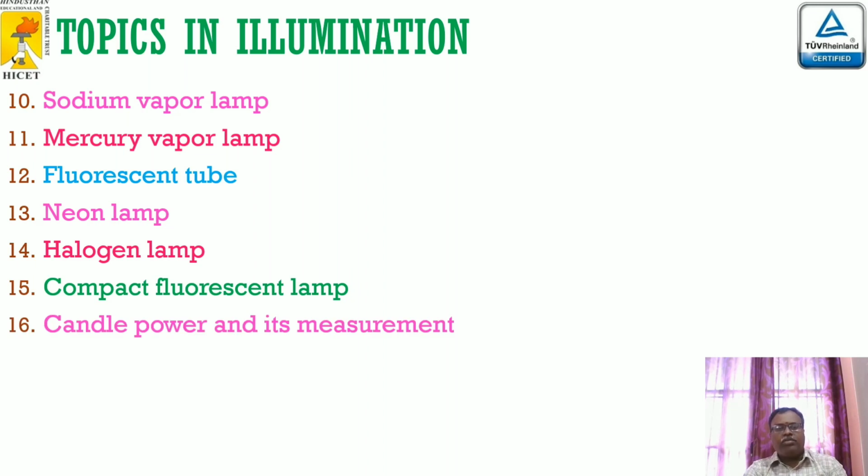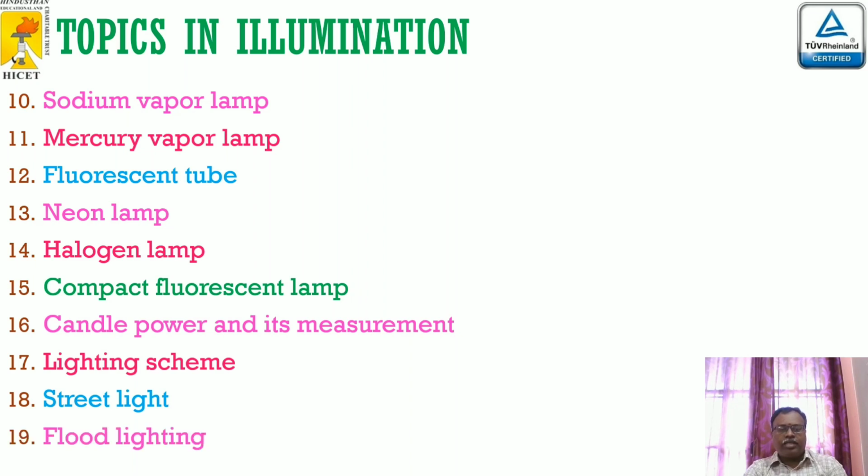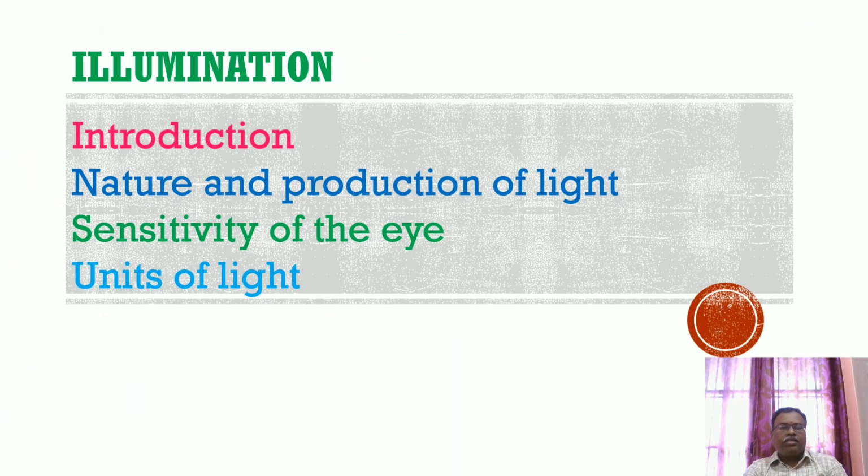So these are all examples of the various types of lamps, and also how you are going to measure that light. We measure it in candle power. So what is called candle power, and how is it measured, and what about lighting schemes. In our day-to-day life, lighting schemes are very important. How do you calculate lighting schemes, and what are the types of lighting schemes? Mainly we can classify them into street lighting and flood lighting, which are the major lighting schemes in our life. So the illumination topics we are going to see one by one.